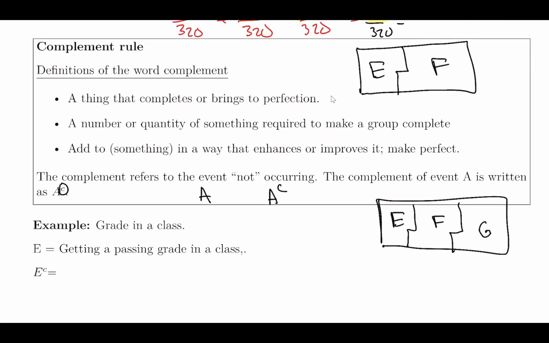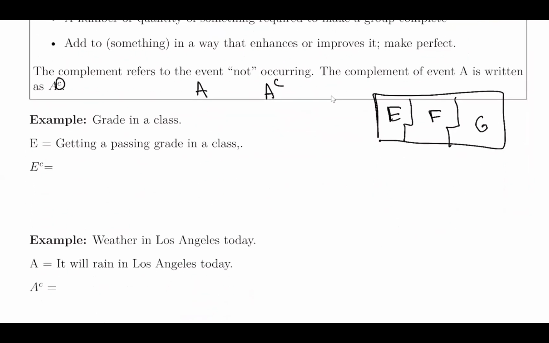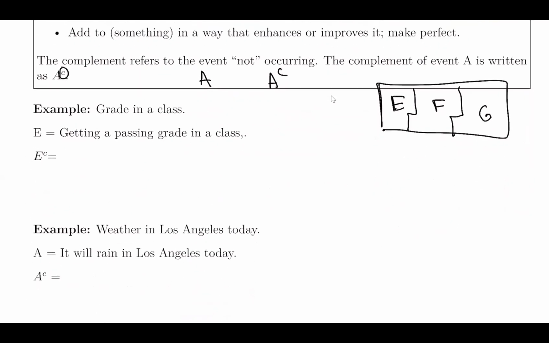All right, let's do some examples. In this one, if you could just type in your response in the chat, that'll be awesome. For this one, we're going to do grade in a class. So event E is getting a passing grade in a class. What's the complement of it? What are the other events that would complement a passing grade in a class?